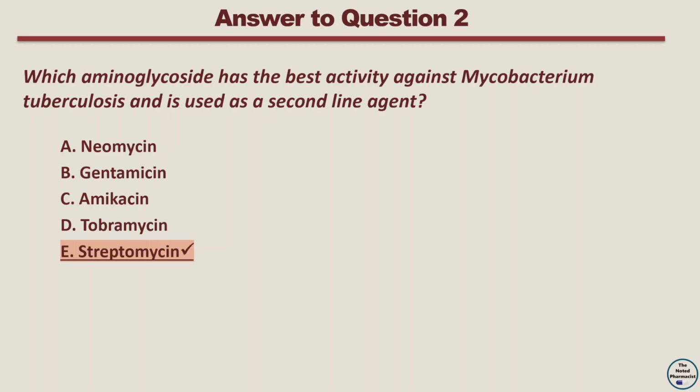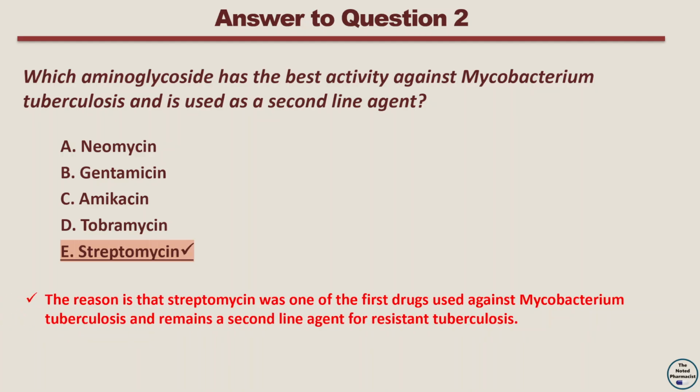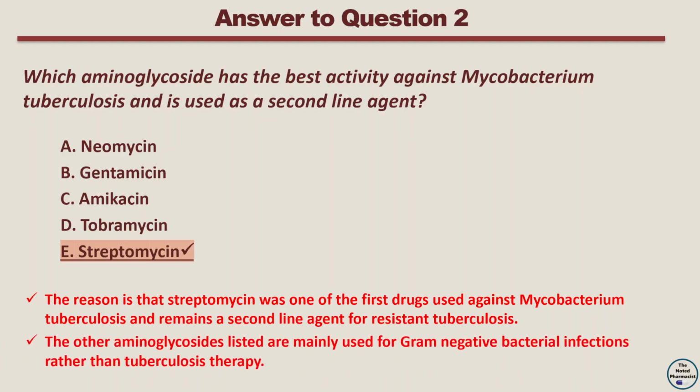The correct answer is option E. Streptomycin. The reason is that streptomycin was one of the first drugs used against Mycobacterium tuberculosis and remains a second-line agent for resistant tuberculosis. The other aminoglycosides listed are mainly used for gram-negative bacterial infections rather than tuberculosis therapy.